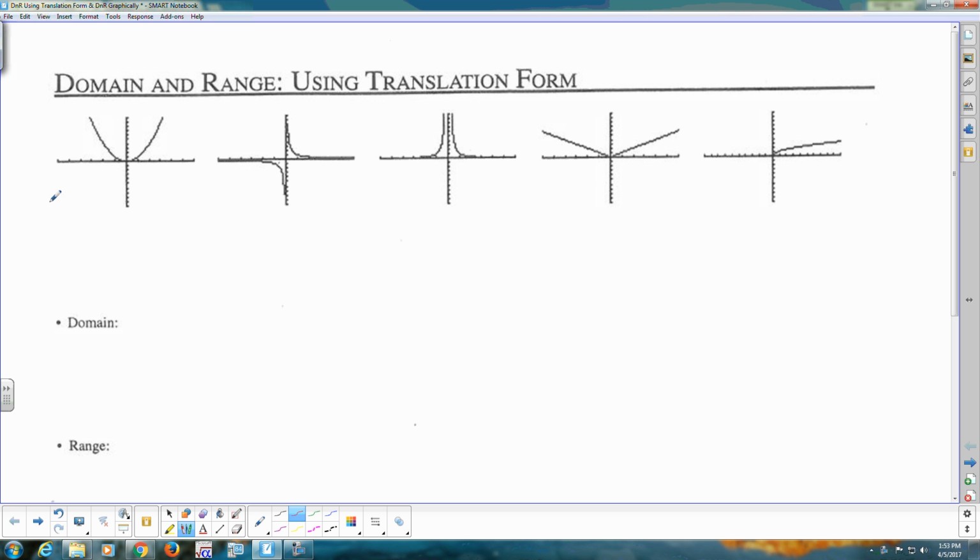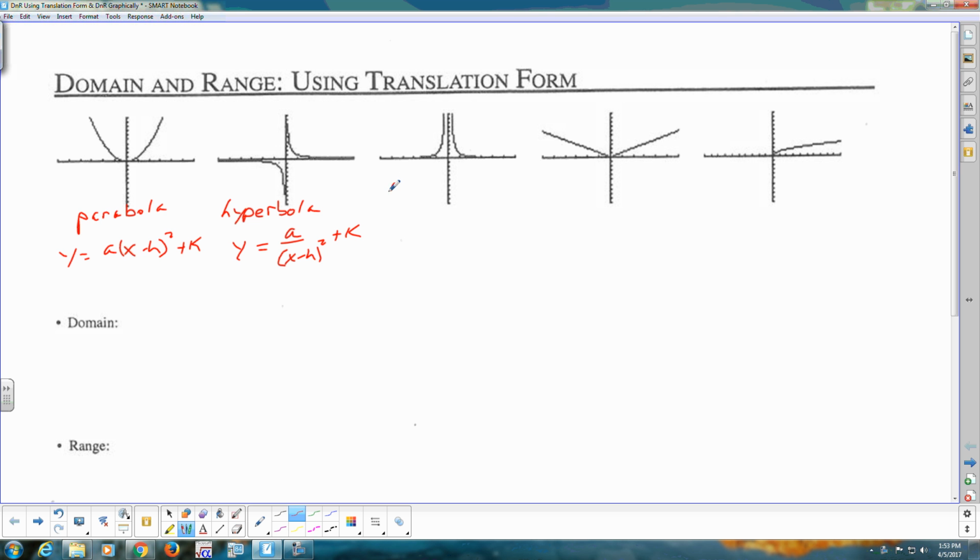So I wanted to go through and review with you first on these to remind you what they are. So this is a parabola. And the translation equation for it is y is equal to a, x minus h squared plus k. This one is a hyperbola, looks like a hyperbola. And the translation form is a over x minus h, plus k.